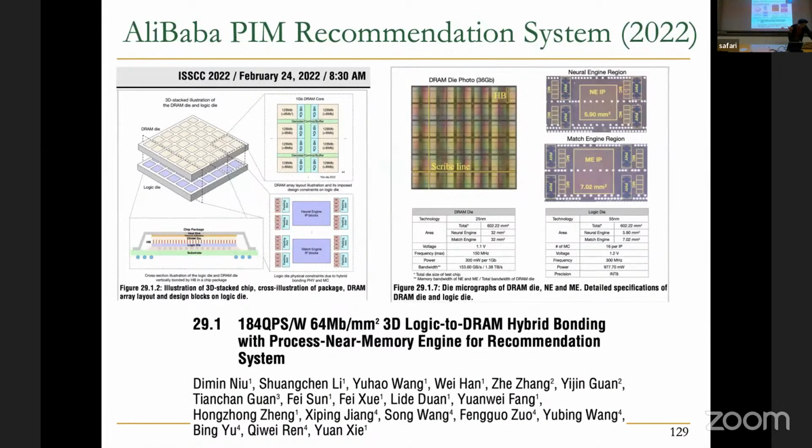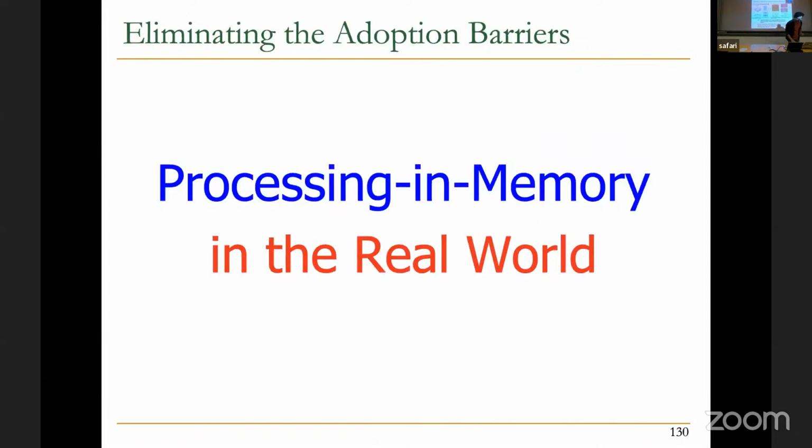This is another recent proposal. This one is from Alibaba, and it's for a recommendation system, so it's even more specialized. As you see, they have these neural and match engines that are for 3 specific steps in the recommendation system. So it's more specialized, but as you see, it's basically the same idea, right? You have memory on one layer, and then you have another layer where you have the compute elements.